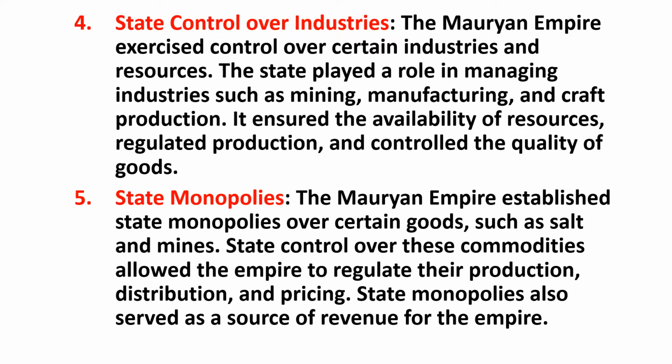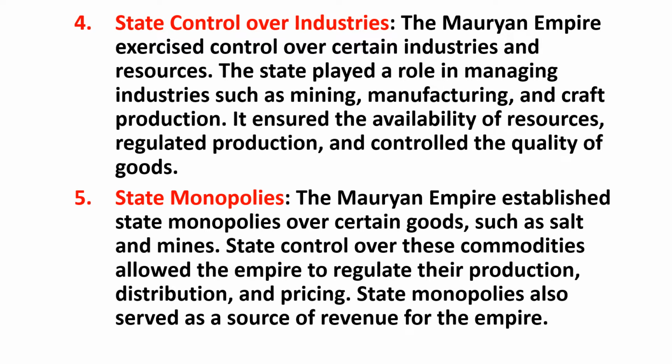Fourth one, state control over industries. The Mauryan Empire exercised control over certain industries and resources. The state played a role in managing industries such as mining, manufacturing, and craft production. It ensured the availability of resources, regulated production, and controlled the quality of goods.